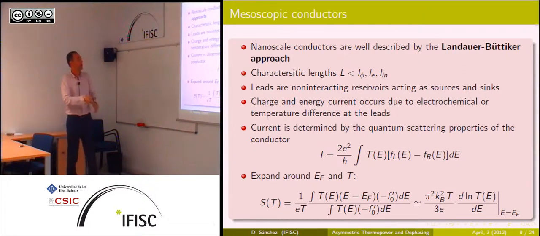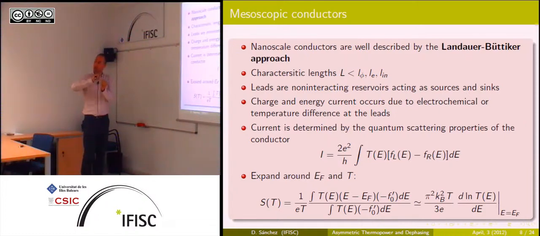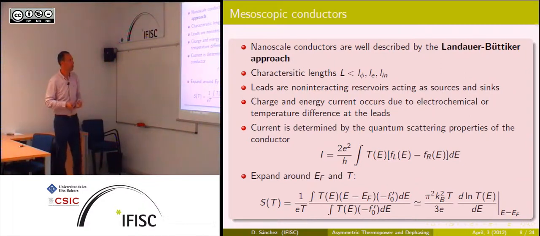That's why electrons, when they get through these nanoscopic conductors, keep their quantum mechanical character, and the current is given by the transmission probability to get through this mesoscopic conductor, times the difference in the occupation between left and right. So that's basically the main idea of this approach. It's the descriptive approach.